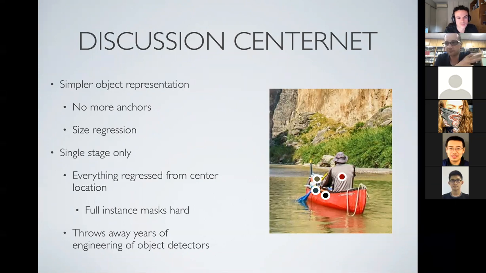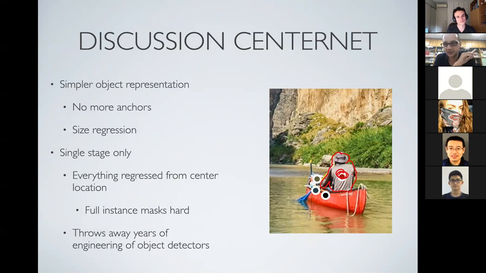The thing that maybe is slightly annoying about CenterNet is that it's very different from previous detectors. First, it's a single stage detector, meaning that you cannot do things like instance segmentation very well, because it's going to be very hard to predict a full instance mask from just one center location. You can probably try, but it's going to be quite hard to take a feature that's right here and then try to predict an entire mask out of it.